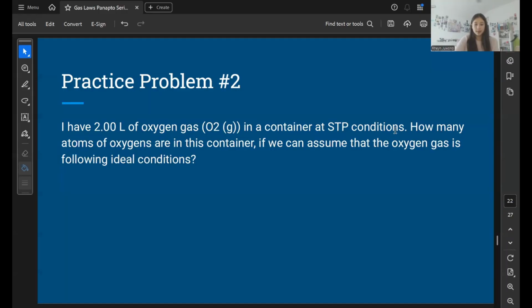Okay, let's try a practice problem. I have 2 liters of oxygen gas in a container at STP conditions. How many atoms of oxygen are in this container if we can assume that the oxygen gas is following ideal conditions? That is one thing about the ideal gas law that's important to note, that it's only going to hold when there are ideal conditions.